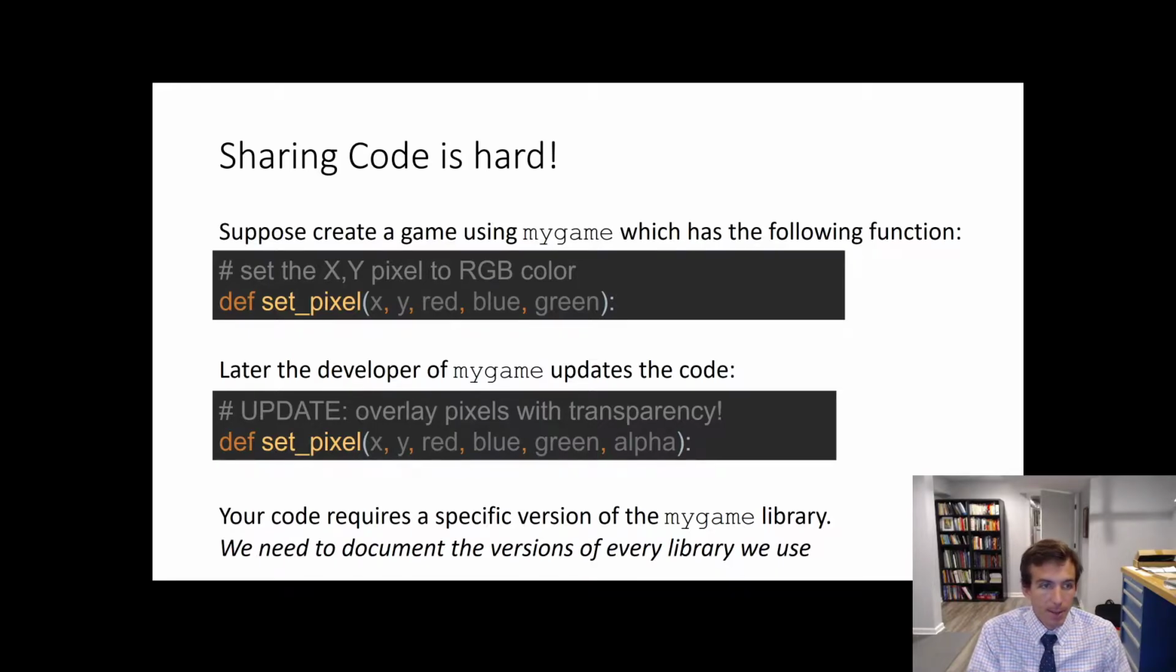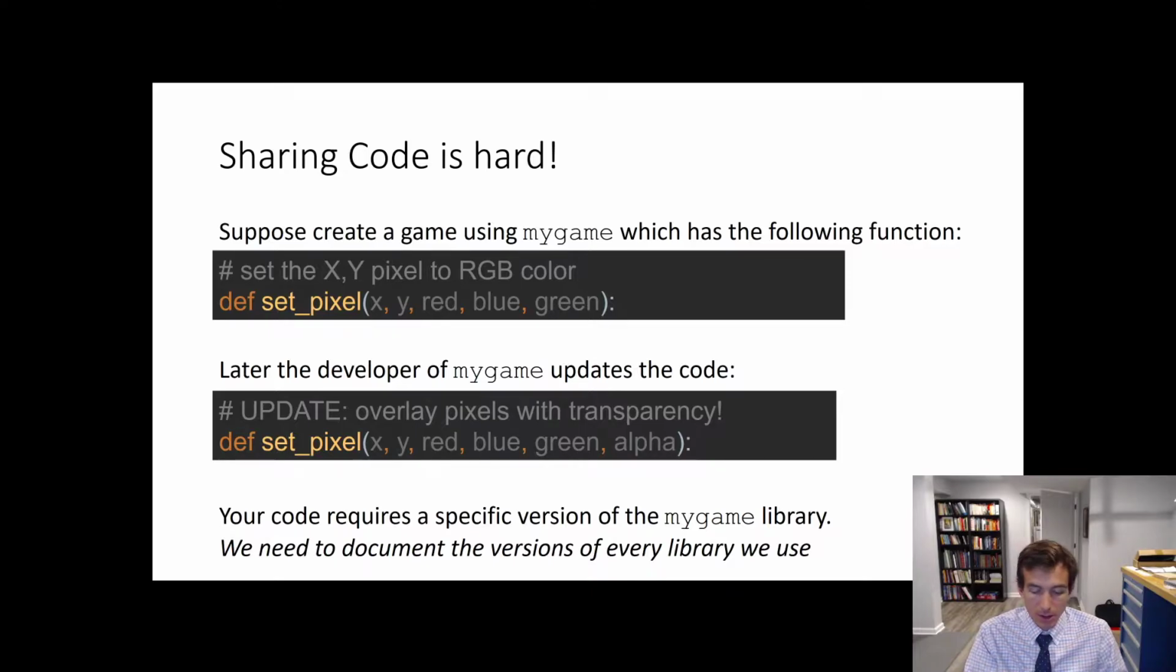So this is fine. I make my library. This allows you to paint to the screen. Fine. And so you pip install my game. You write this great battleship game using this function set pixel, and you want to share it with the world. Send it to your friends.